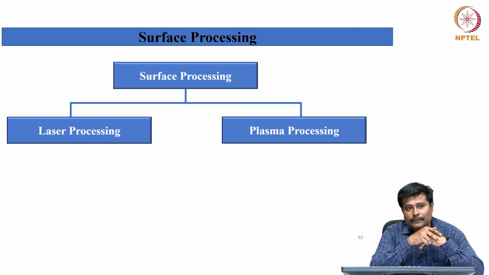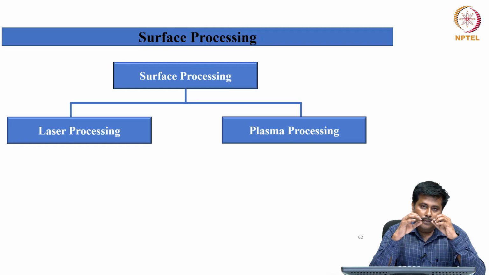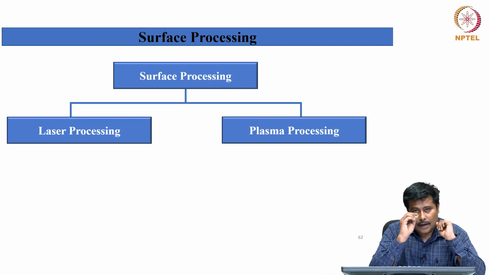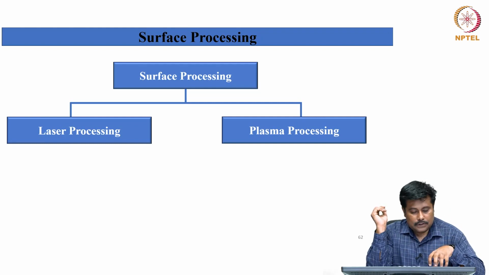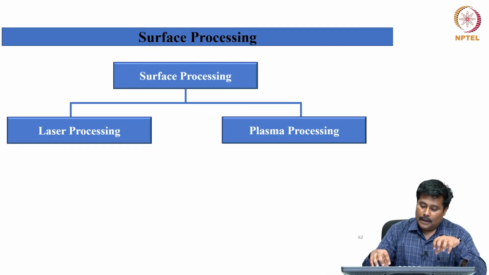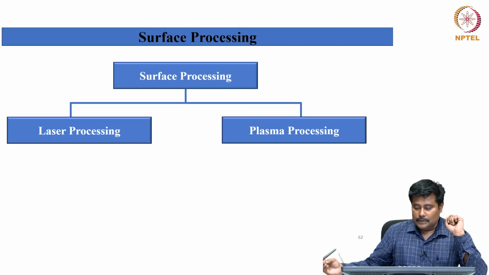So as far as surface processing is concerned, from a micro robotic application point of view, two different surface processing techniques are being efficiently used. One is called a laser processing technique and the other one is called a plasma processing technique.